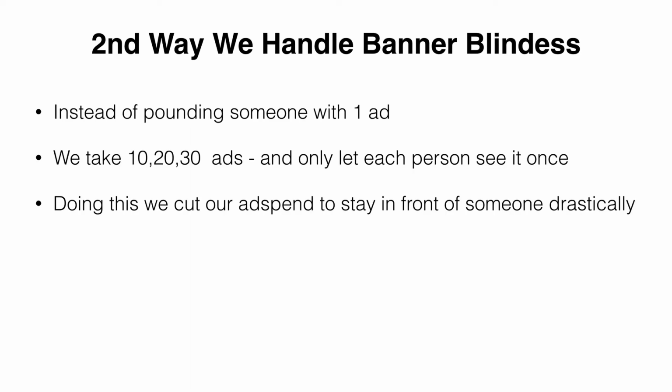So the first way that we handle banner blindness is just how frequently we show our ads, right? So we drop the frequency. We don't show our ads quite as much. The second way that we handle banner blindness is instead of pounding someone with one ad, we take 10, 20, 30 ads and only let each person see each ad once or twice. So doing this, we cut our ad spend, right? What it costs to show those ads drastically.